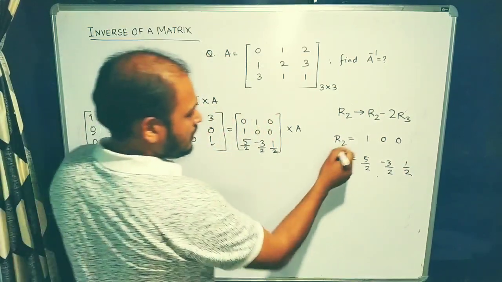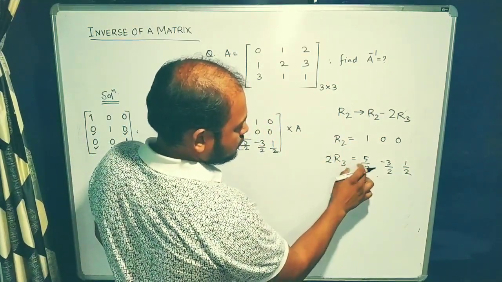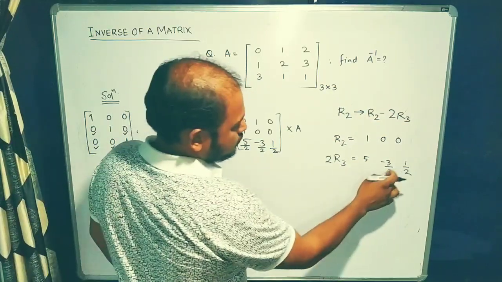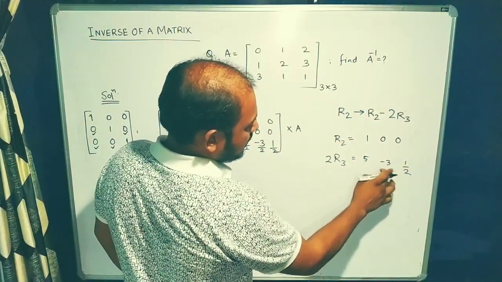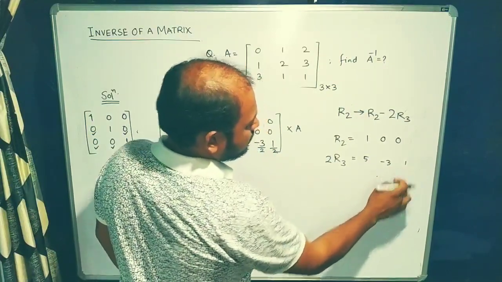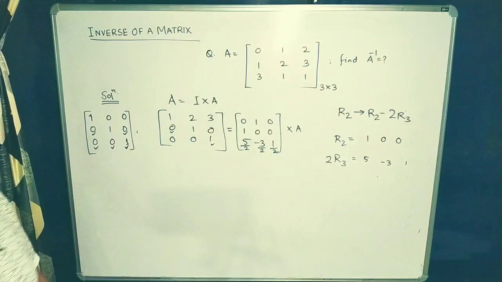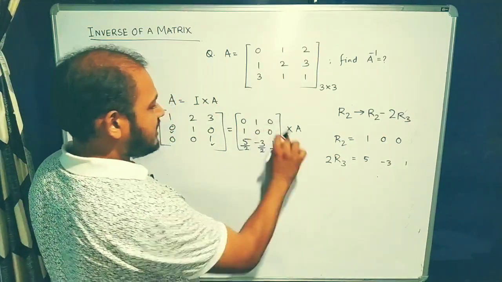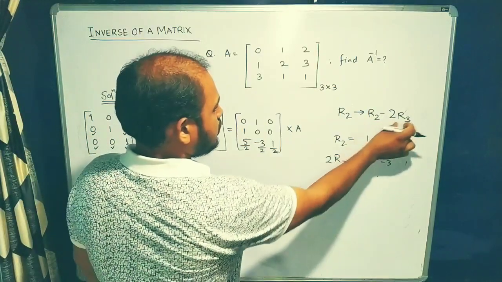So 2 times R3 would be 5 by 2 into 2. So the 2s cancel out, we have 5. Minus 3 by 2 into 2, the 2s cancel out, we have 3. 1 by 2 into 2, the 2s cancel out, we have 1 only. So this is 2 times R3. And we have to place the result on the second row. And the second row becomes R2 minus 2R3.